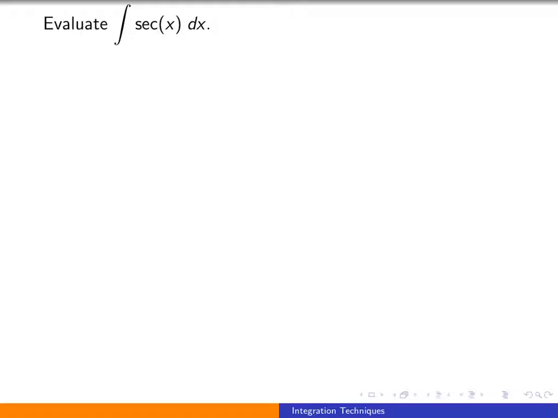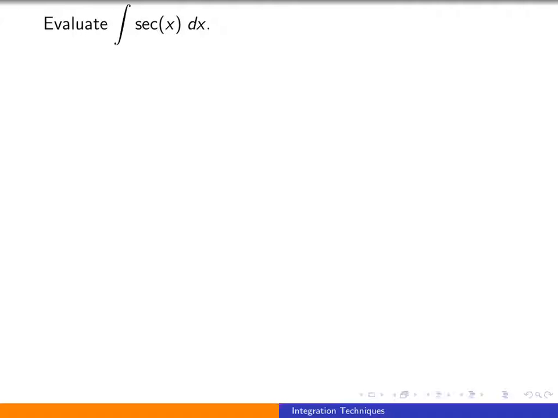In this example, we are going to anti-differentiate secant of x. Now, it turns out that this is actually a commonly encountered antiderivative, yet it doesn't fit any of the guidelines provided in our tables for evaluating things like, say, tangent to a power, secant to a power. Instead, evaluating this integral requires just a bit of ingenuity here.